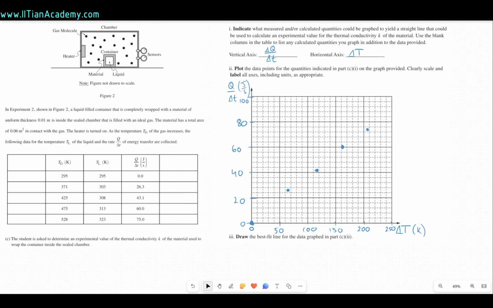And in part 3, we need to draw the best fit line for the data provided. So we simply draw a line that approximately passes through each point.